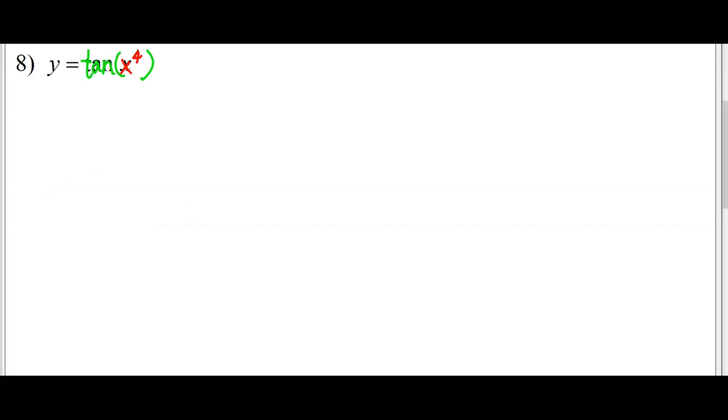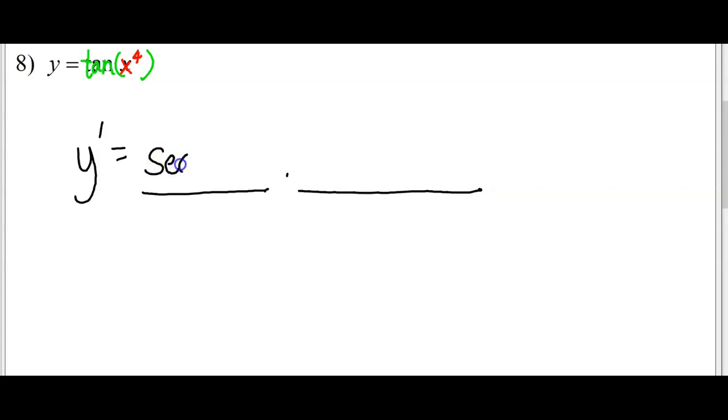So here we go. So the derivative is going to be a chain rule. So we're going to have the derivative of the outside being multiplied by the derivative of the inside. Now the outside is a tangent function, and we just said that the derivative of tangent is a secant squared function. You're going to keep the inside exactly the same on that. Next, we're going to multiply it by the derivative of the inside. That derivative would be 4x cubed. And that's it.